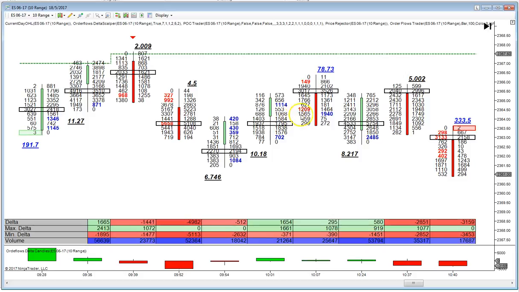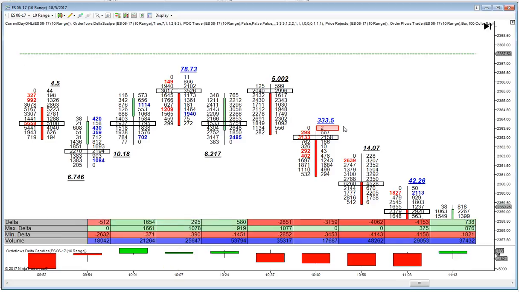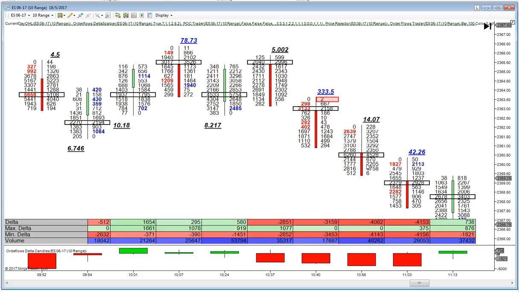And what happens is we start getting some small deltas, 295, 580. So again, when I start seeing small deltas, I'm starting to think we found a level where trade is occurring without moving the market. And then we start dominating by sellers. You got a lot of imbalances in here, 3,000, 2,000, 1,800. And we start to sell off.